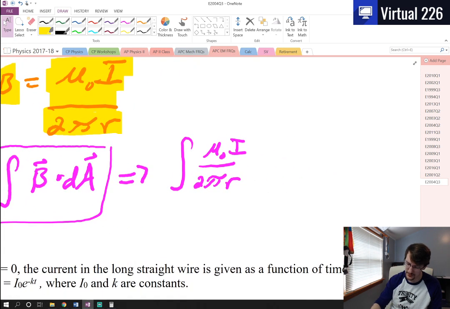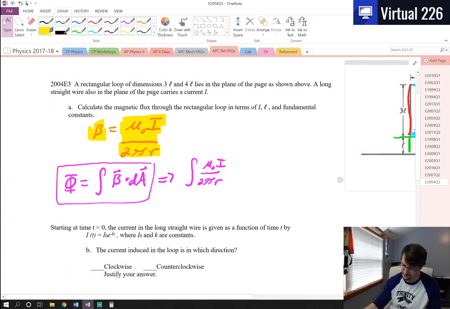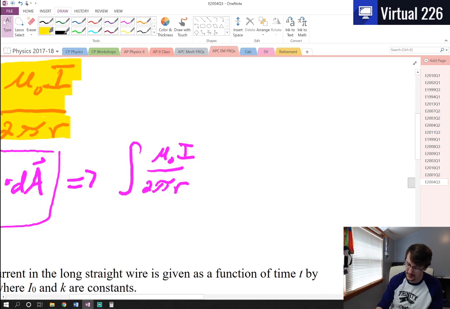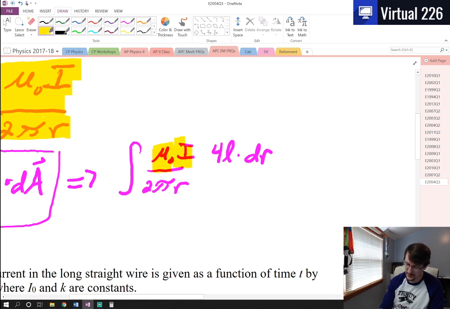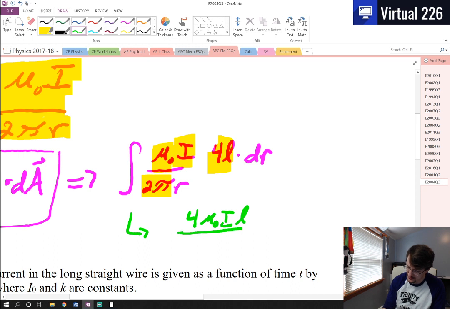Our dA here is 4L dr. Now there are a bunch of constants in here that we can take out. The mu naught can come out, the I can come out, the 2 pi can come out, the 4L can come out. So this integral can be rewritten as 4 mu naught I L over 2 pi, and then integrated dr over r.